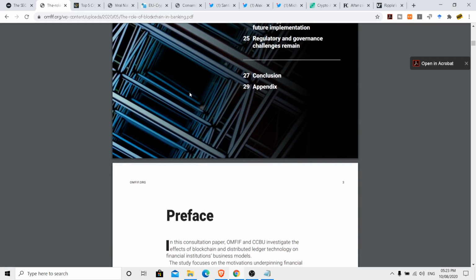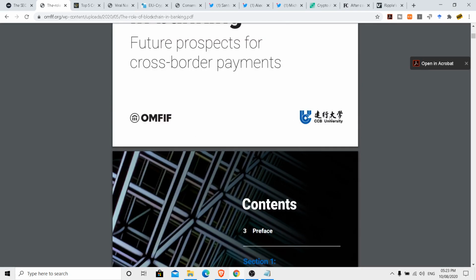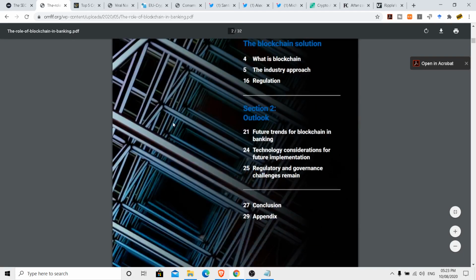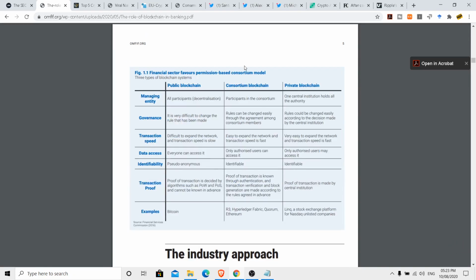This particular document shows us a lot of information. These guys had the reach to the correct individuals. On page number 3 of this document, it says they spoke to innovation officers and managers responsible for deploying practical blockchain and DLT use cases in areas like cross-border payments, trade finance, and foreign exchange settlement. Now remember, this is a document combining a university, CCB University, and OMFIF. So these two are really working well on the research side and for that of industrial payments.